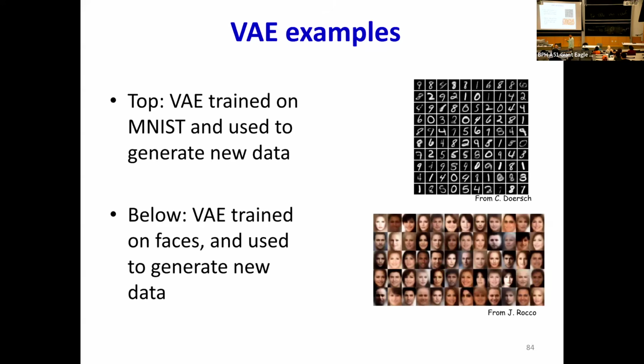So when the paper first came out, here are some examples from the paper. The top one is a VAE trained on MNIST. And then afterwards, when they sample Z and pass it through the decoder, you can see that what comes out actually looks like digits. Not just digit-like, they're actual digits. It's done a very good job of learning the distribution. The lower one, they trained it on faces, and it kind of looks like faces.